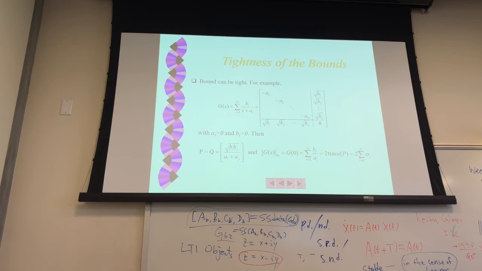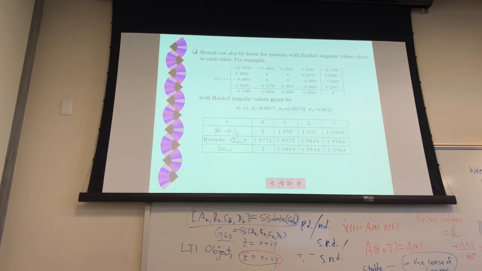So the worst case is less than infinity, right? So it's meaningless. So you can also try to use Hankel singular values close to each other. So you have Hankel singular values given by these two things, they are so close, okay? They're very, very close. So these are the bounds of this. So R is 0, you don't truncate anything.